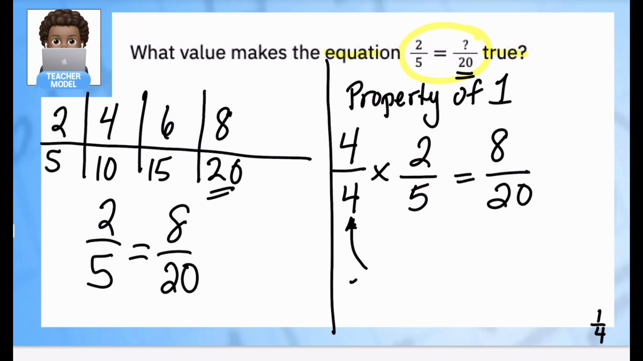The value of this is still 1. So yep, I am still multiplying by 1, but now notice I have 2 equivalent fractions. So this is another method that will work. You can either skip count or you can use property of 1. Let's hit pause and jot this down into your notes.